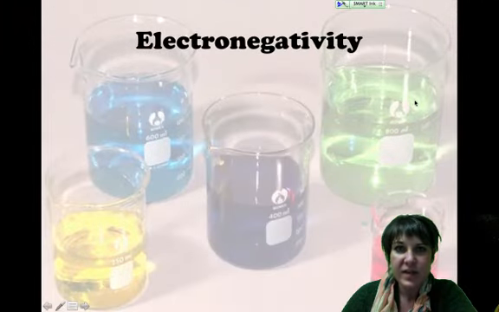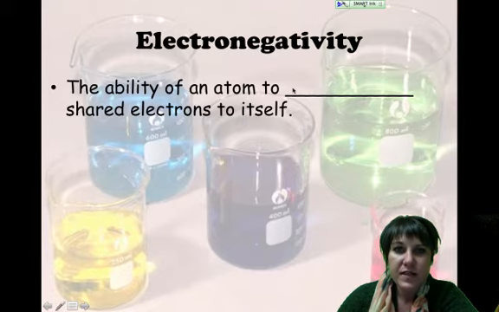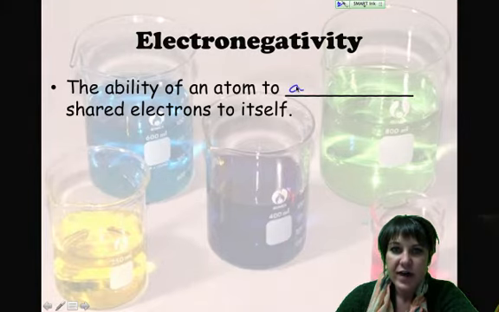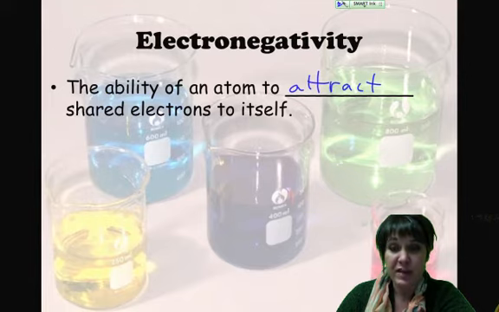This is podcast 7.2, where we will use periodic trends to predict the types of bonding between atoms. First, let's look at electronegativity. Electronegativity describes the ability of an atom to attract shared electrons to itself. So, it's in a bond, but it's pulling on the electrons and bringing them in.